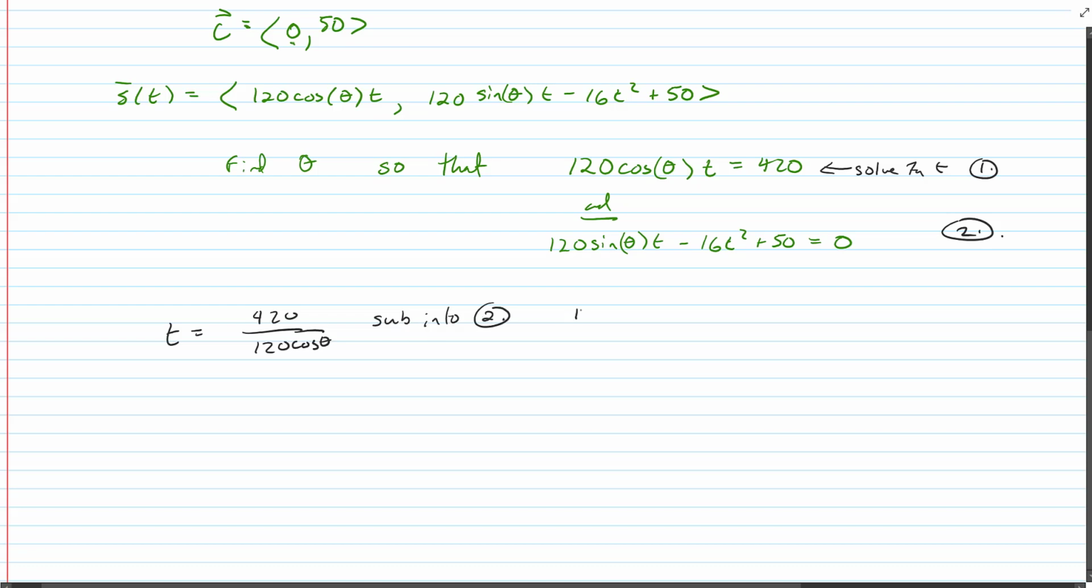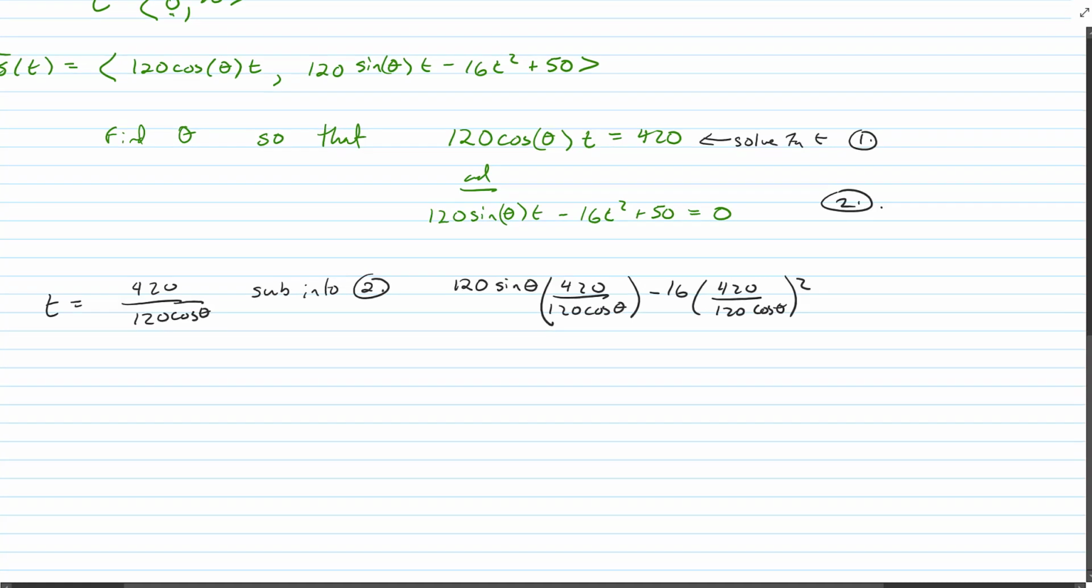So let's see here. This would give me 120 times the sine of theta times time, which is 420 over 120 cosine theta, minus 16 times (420 over 120 cosine of theta) squared, plus 50, and we want this to equal 0.